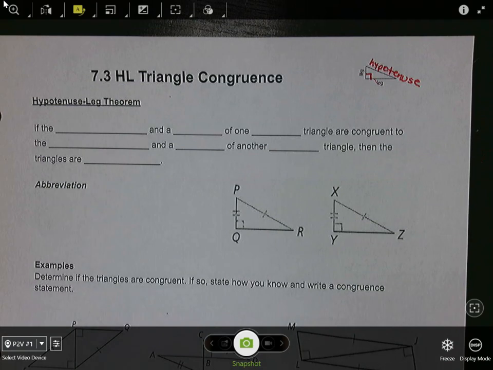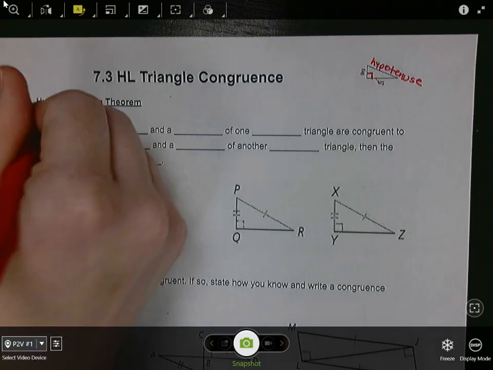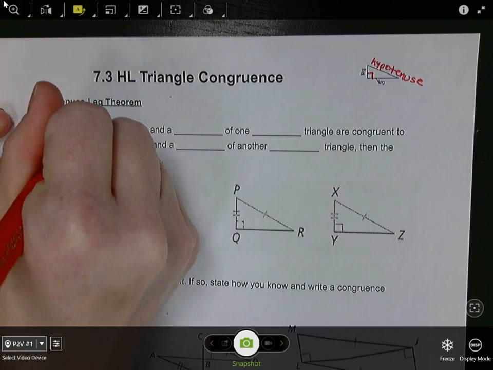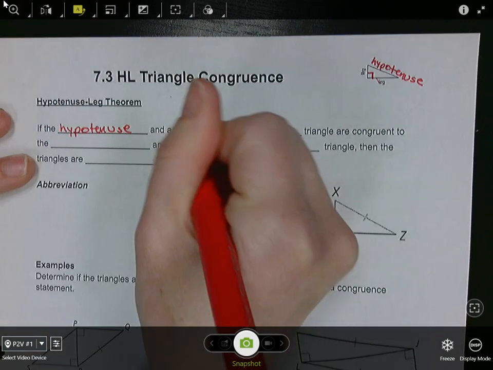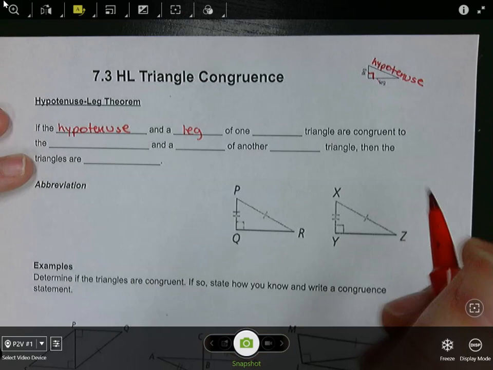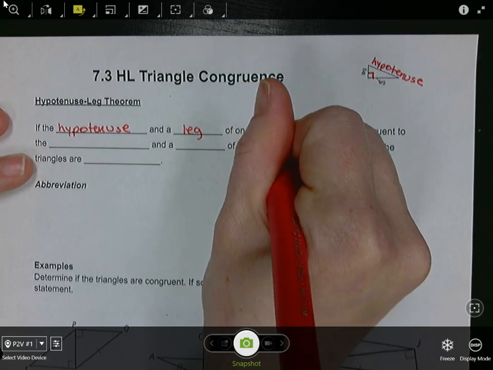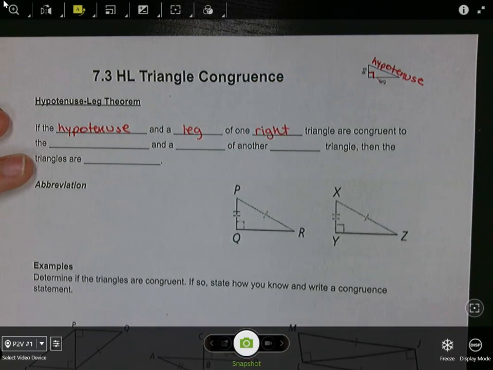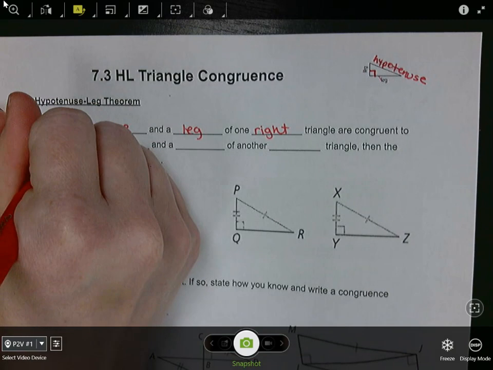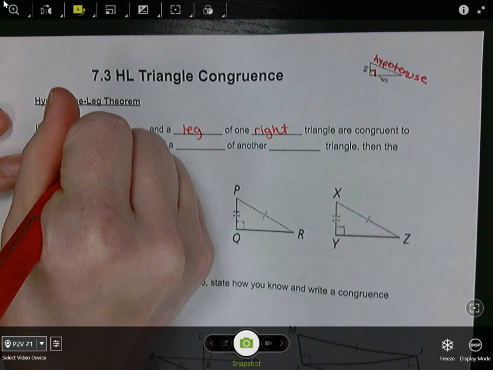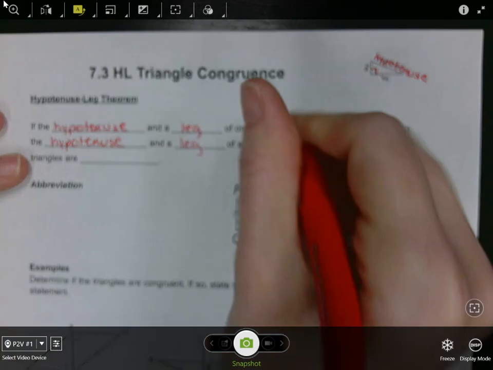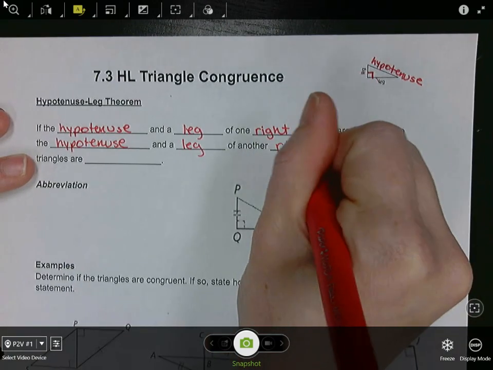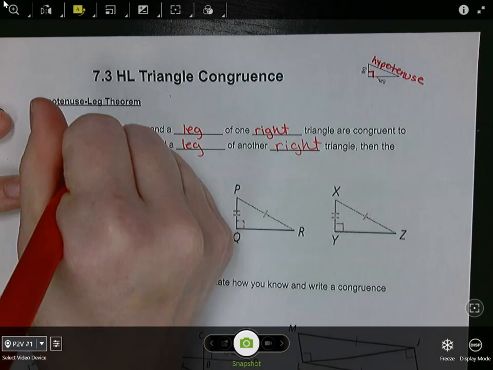All right, so what the hypotenuse leg theorem says is if the hypotenuse and a leg of one right triangle are congruent to the hypotenuse and a leg of another right triangle, then the triangles are congruent.